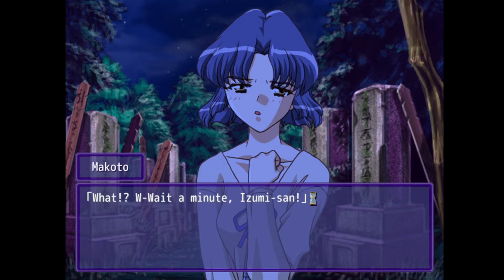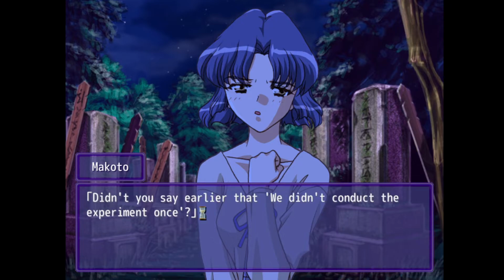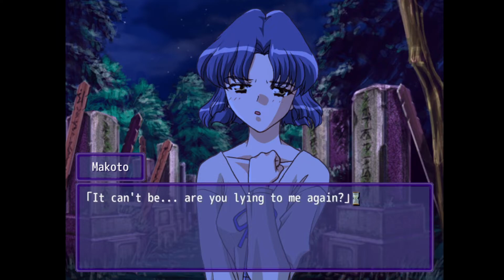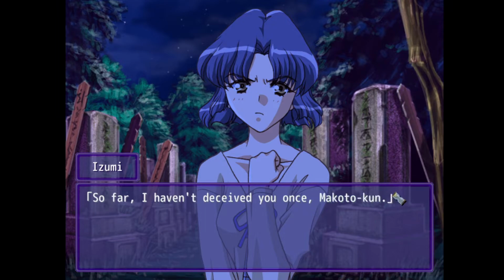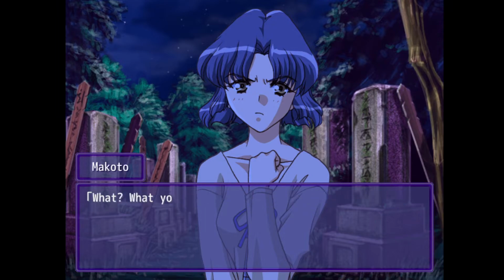Was proven. What? Wait a minute, Izumi-san. Just what does that mean? Didn't you say earlier that we didn't conduct the experiment once? It can't be you are lying to me again. No, that's not it. What I said was certainly the truth. So far, I haven't deceived you once, Makoto-kun.